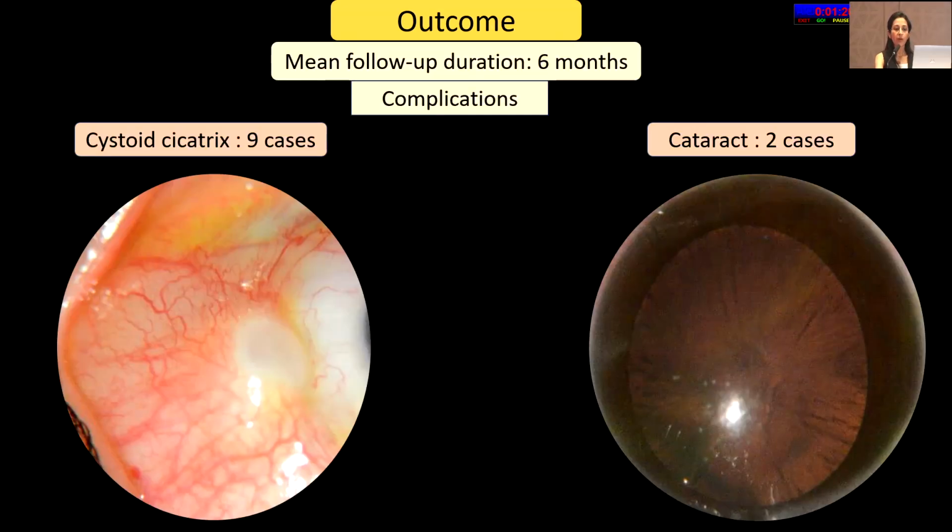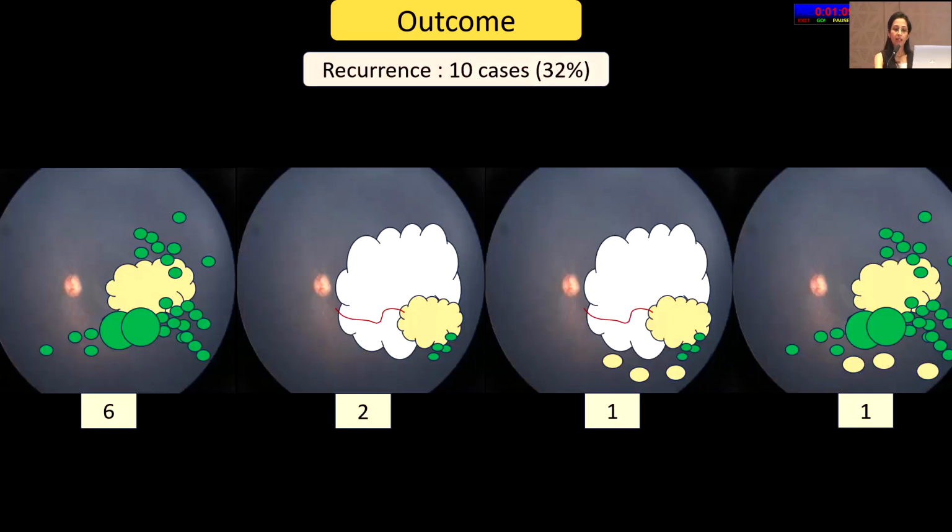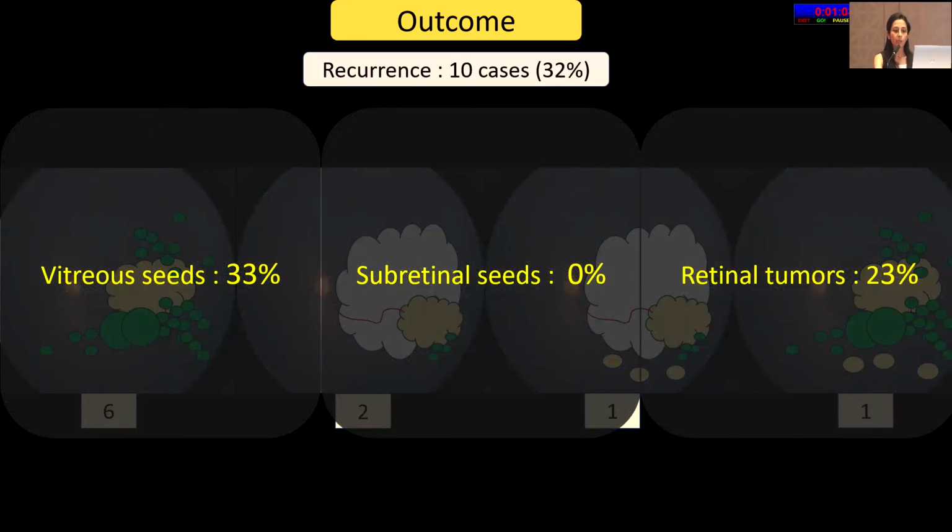In a mean follow-up of 6 months, we noticed cataract in 2 cases and injection site cystoid cicatrix in 9 cases. Till the end of our study, 21 cases remained regressed, but 10 cases showed recurrence with evidence of main tumor recurrence in 6 cases. Rate of recurrence derived for vitreous seed was hence the highest, 33%, and lowest for subretinal seeds, 0%.